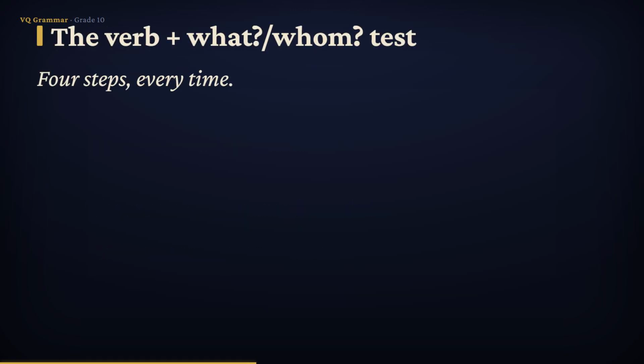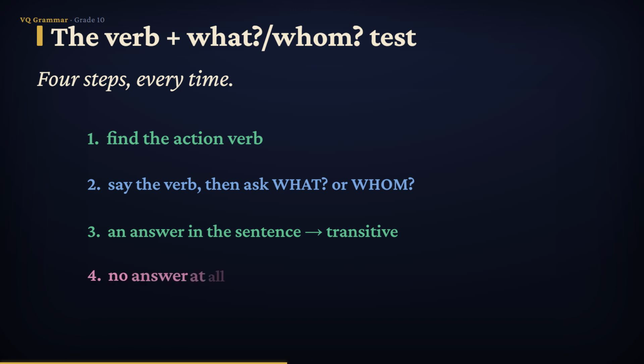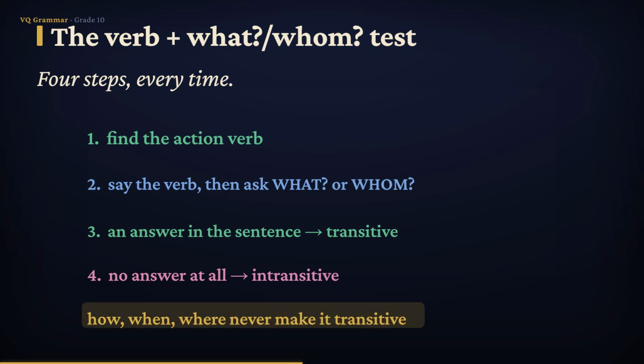So here's a simple test you can run on any action verb. First, find the action verb in the sentence. Second, say that verb and then ask what or whom right after it. Third, if there's an answer sitting in the sentence, the verb is transitive. The action has a receiver. Fourth, if no word answers, the verb is intransitive. The action just stops with the verb. And the trap to avoid? Words that tell how, when, or where never make a verb transitive. Only a genuine what or whom counts.